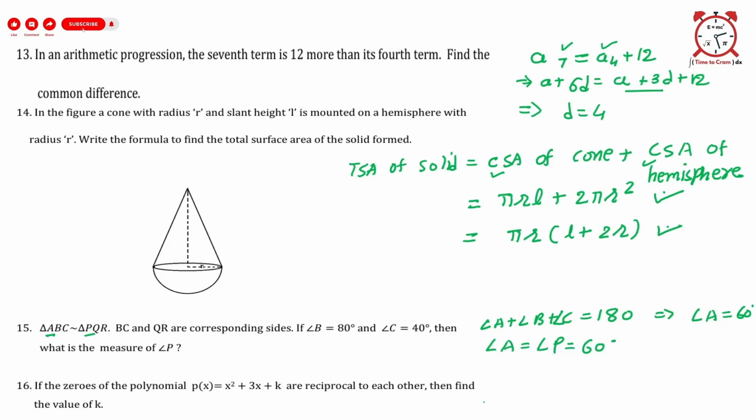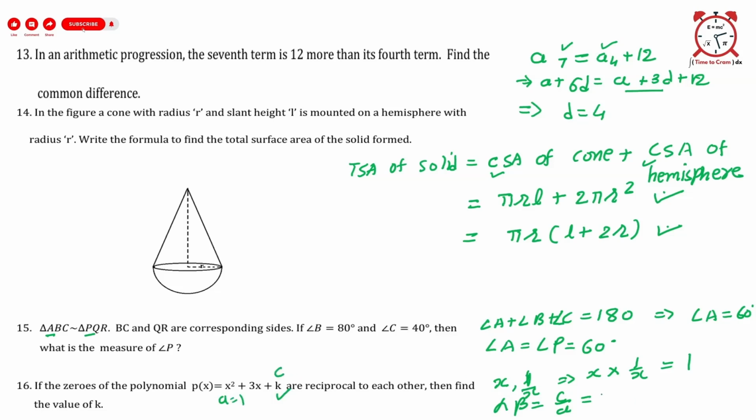Last question of this section, if the zeros of the polynomial p(x) equal to x square plus 3x plus k are reciprocal of each other, then find the value of k. Let us suppose the two zeros are x and 1 upon x. If you multiply them, then you will get their product, x multiplied by 1 upon x is 1. So here also we know that alpha into beta equal to c upon a, and the value of c is from the equation k, and the value of a equal to 1. This is the value of c.